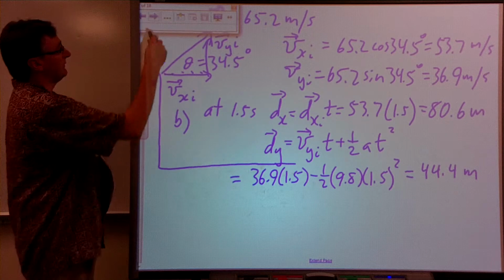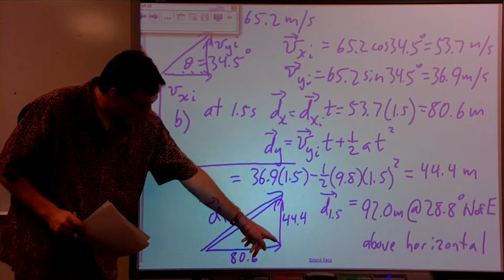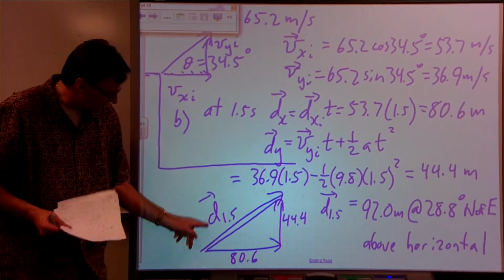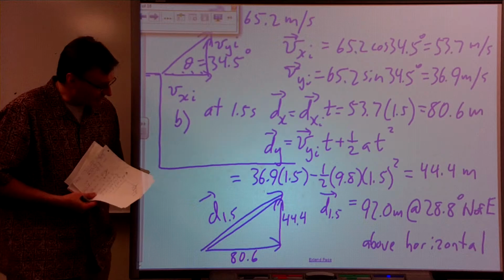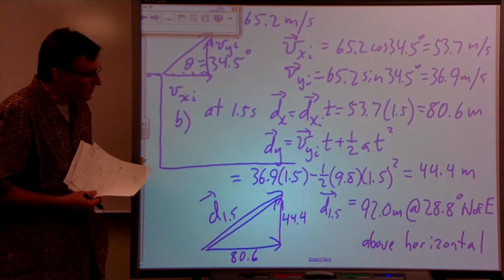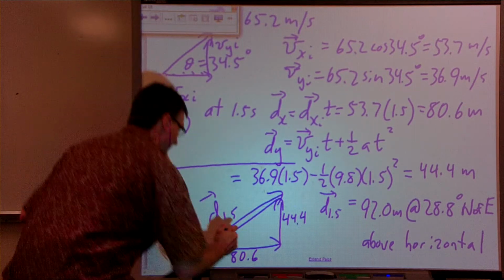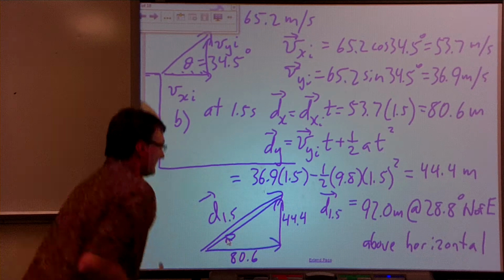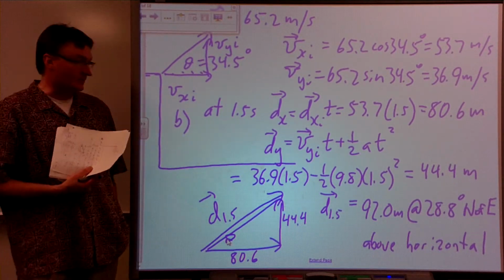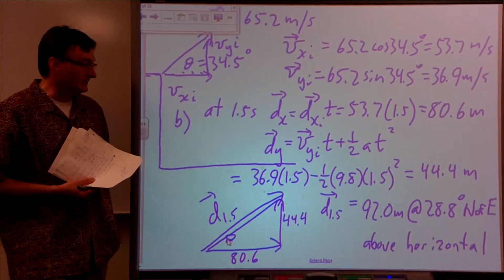And then once again we can find our resultant vector, again with our y displacement here, our x displacement over here, and our resultant then will be, as it turns out, 92.0 meters, and then at the angle theta here, it works out to be 28.8 degrees. And again, this is north of east, so it's above the horizontal.